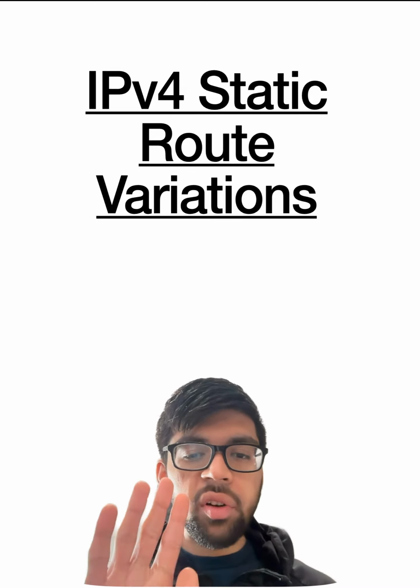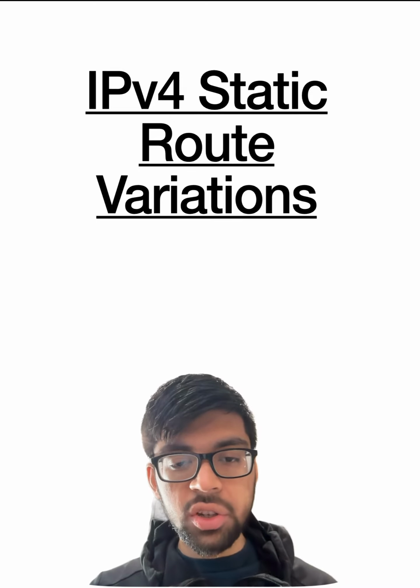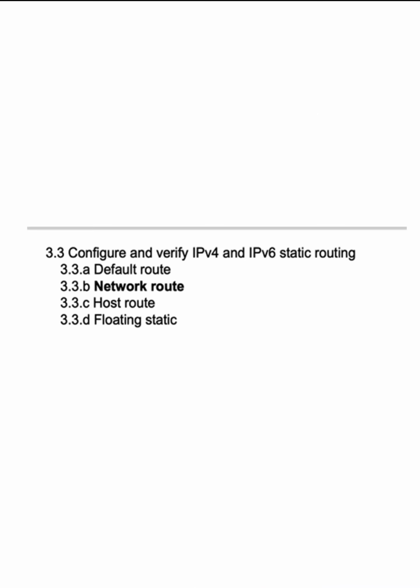There are four types of IPv4 static route variations that we need to know about for the CCNA exam. They're defined in the blueprint here. So we've got the default route, the network route, the host route, and the floating static route. So in this short video, I'm going to help you understand these four types of static route variations for IPv4.